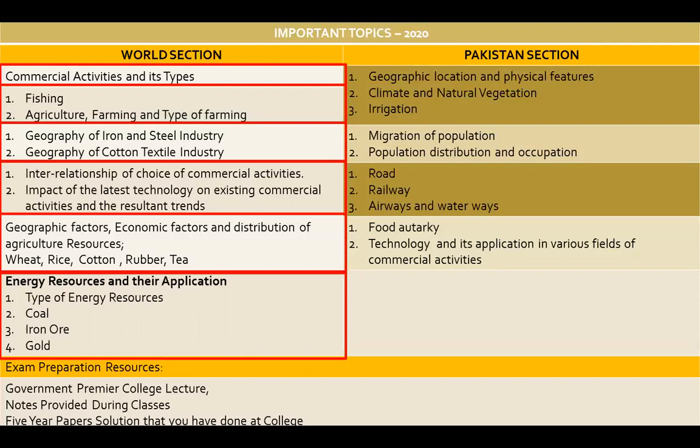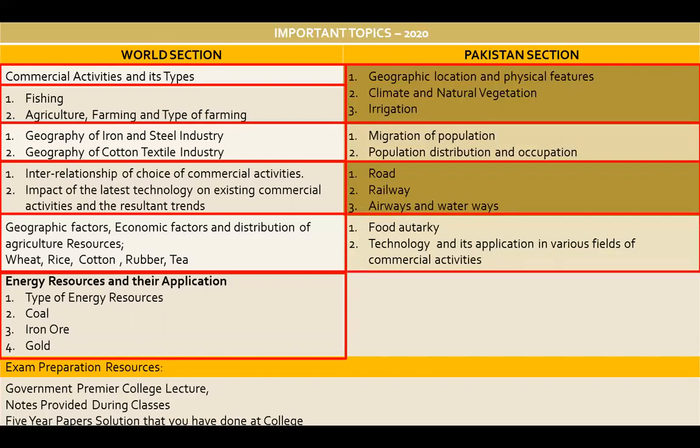Then we have the Pakistan section. It is very simple: you have to give a single answer carrying 8 marks, and you have 1, 2, 3, 4 areas where you get the questions. Number one, geographic location and physical features. These topics also cover the short answers. Then climate and vegetation, then the irrigation system. These three topics are very important, and among these three, one would be in your examination paper.